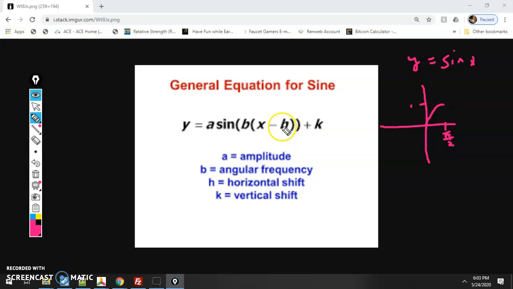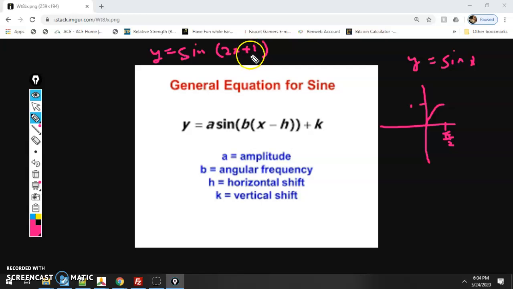Now, h is the horizontal shift. Now remember, you have to factor out, if there was a number that multiplied x, you would have to factor that out. You can't take it outside of the sine, but you have to factor it out of whatever is added to it. So for instance, if you had y equals sine of 2x plus 1, the horizontal shift would not be left 1. Now remember minus goes right and plus goes left.